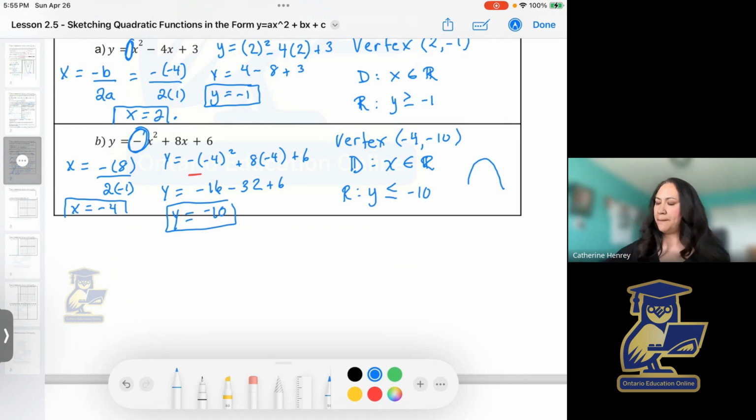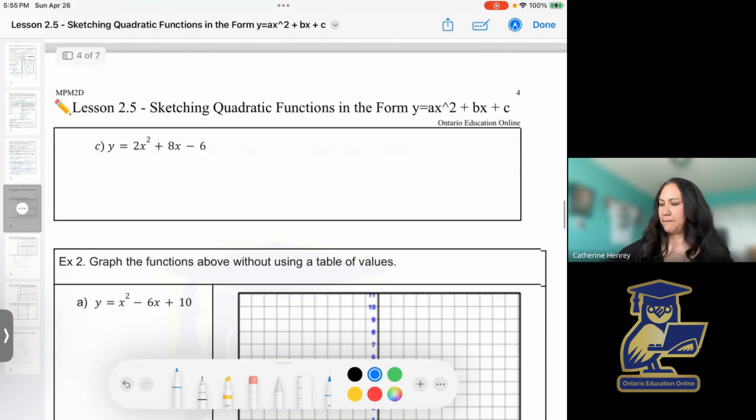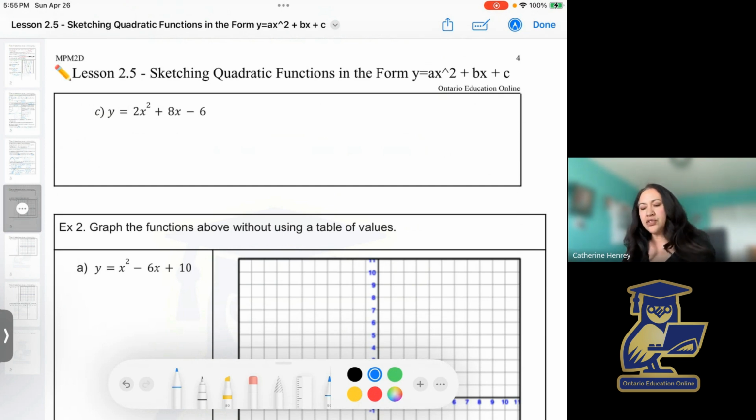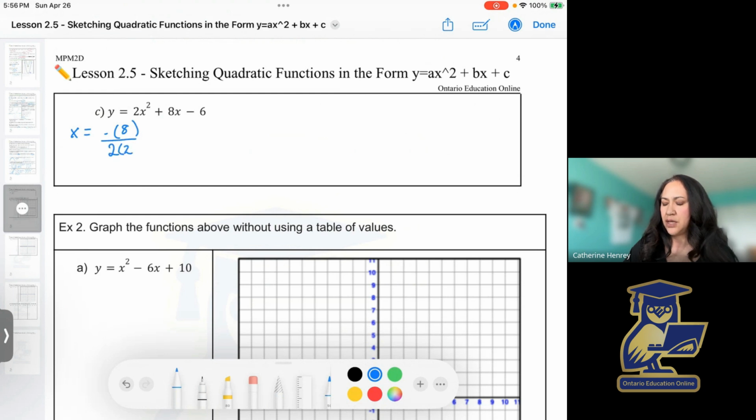We'll do that one more time. So here we have y equals 2x squared plus 8x minus 6. And we'll find our axis of symmetry. x equals negative 8 divided by 2 times 2. x equals negative 8 divided by 4, negative 2. So that's my axis of symmetry.